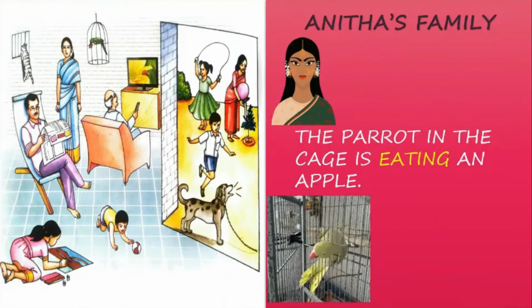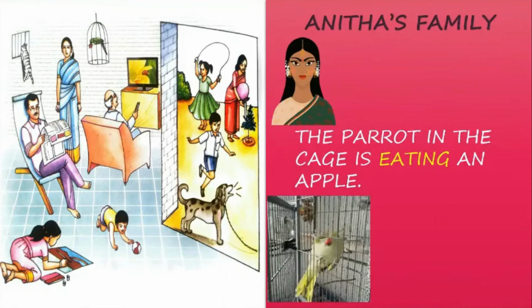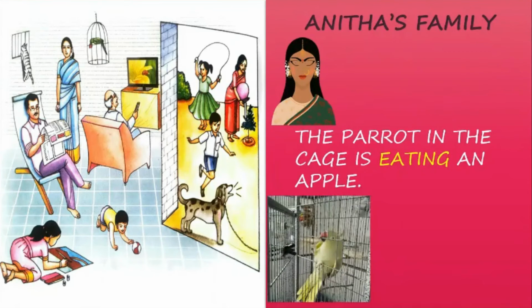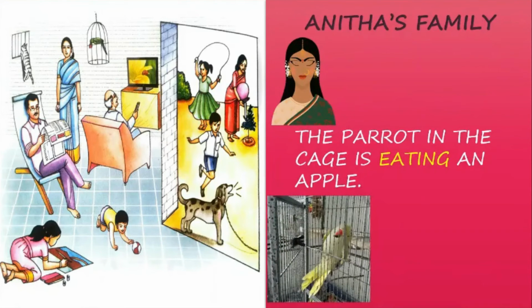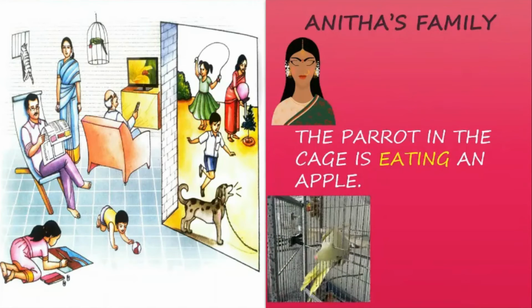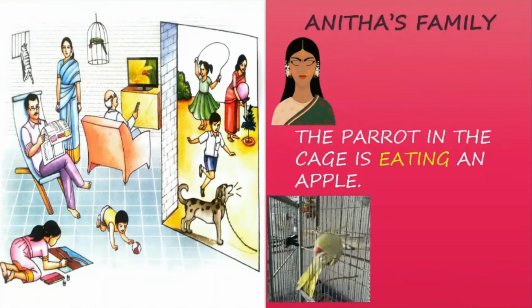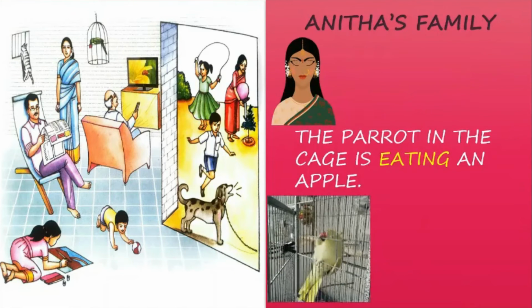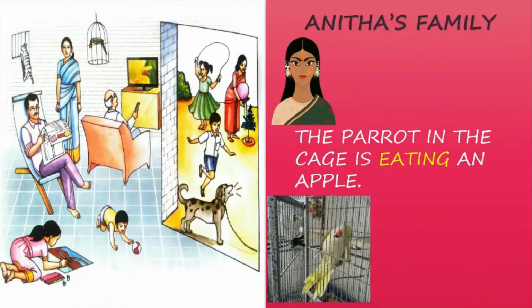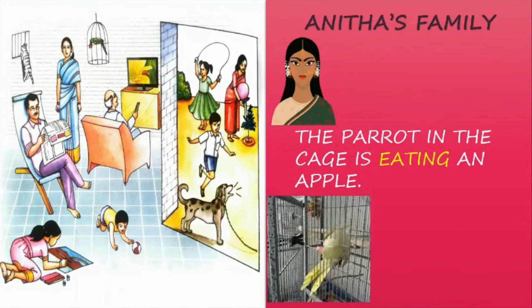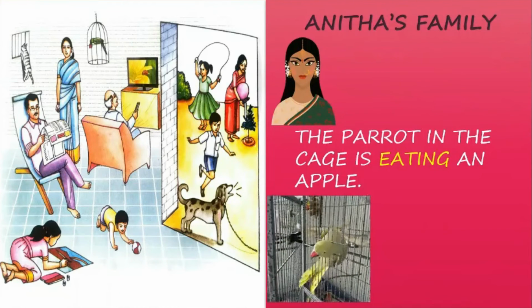The parrot in the cage is eating an apple. Here you can see a parrot trying to get out of the cage, right? And it is trying to have an apple. So, what is the spelling for eating? E-A-T-I-N-G. Eating.